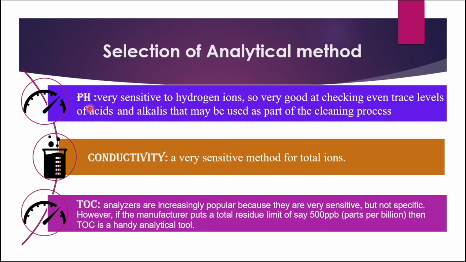Other methods include pH, conductivity, TOC. pH method is very sensitive to hydrogen ions, so very good at checking even trace levels of acids and alkali that may be used as a part of cleaning process. Mainly in case of testing cleaning residue, pH, conductivity and TOC methods are applied. Conductivity method is very sensitive method for the total ions. TOC analyzers are increasingly popular because they are very sensitive but not specific. However, if the manufacturer puts a total residue limit of say 100 ppb, then TOC is a handy analytical tool.